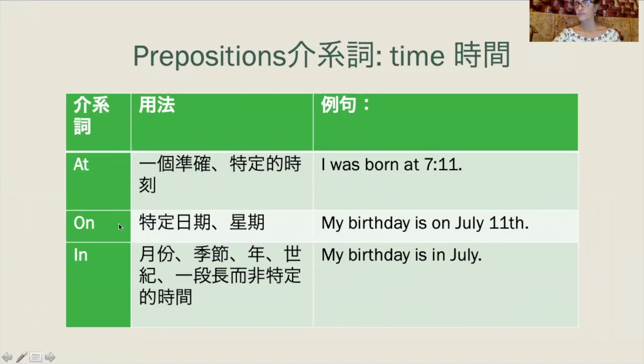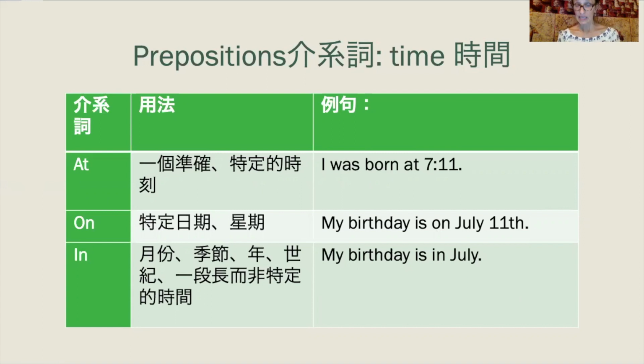On indicates a specific date or week. Okay, so it's 特定日期 or 星期. All right, specific date or week. My birthday is on July 11th. My birthday is on a holiday. Okay, so it's a little bit bigger, but specific, on a specific holiday.